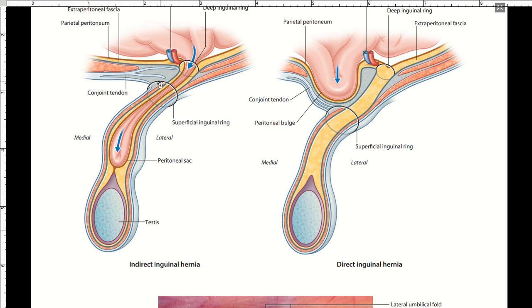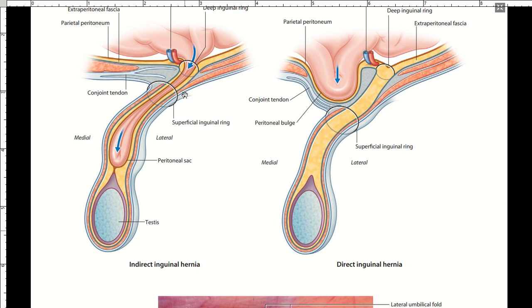Just imagine if the canal were straight, and the deep inguinal ring were directly posterior to the superficial inguinal ring, the probability of indirect hernia would be high. So it takes place in boys, more common in males, and it is also more common on the right than the left.